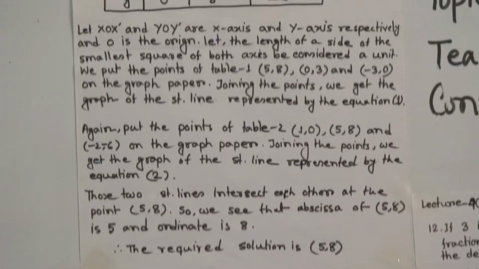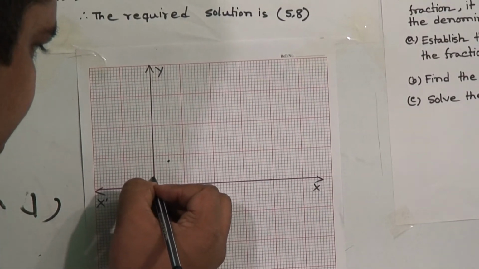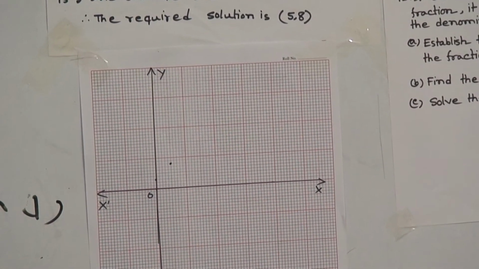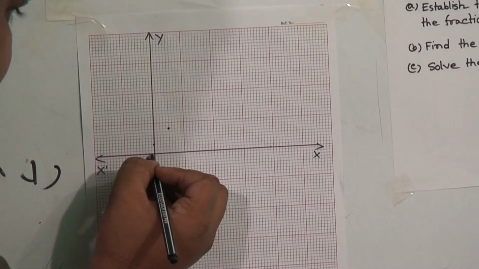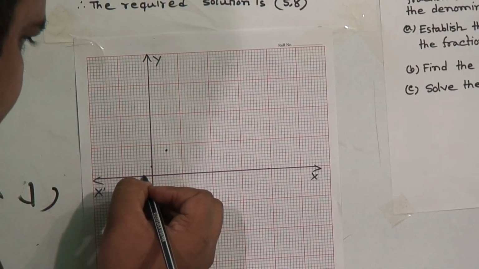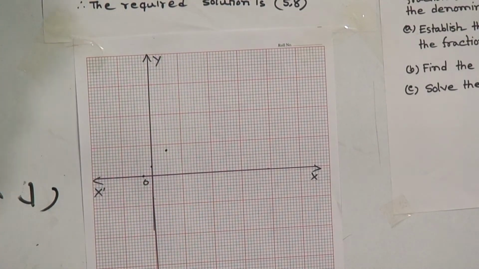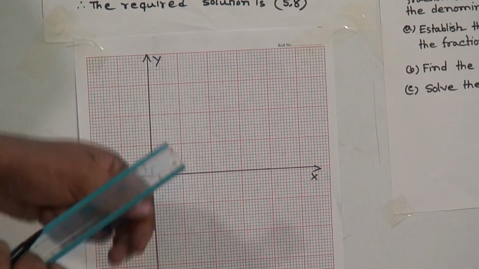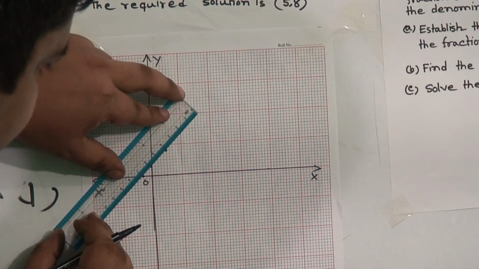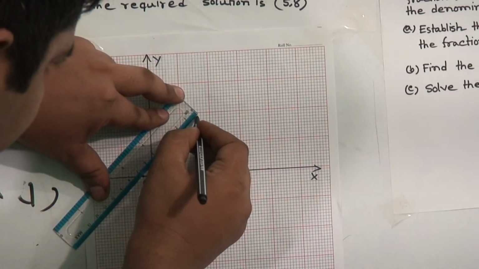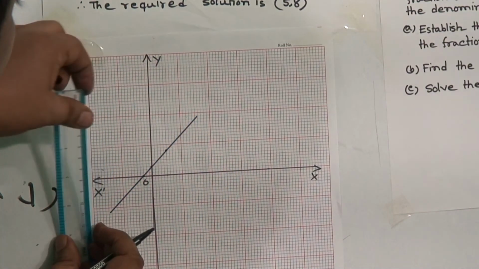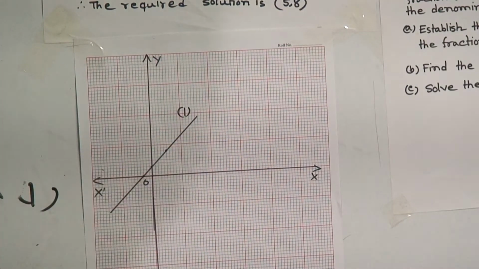Next, 0, 3. And 0 and 3 will be here, that means this one. After that, minus 3, 0. What will be? Minus 3, 1, 2 and 3. This is minus 3 and 0 is here. So this point, this point and this point. Now I join them. The name of this graph is equation number 1's graph.